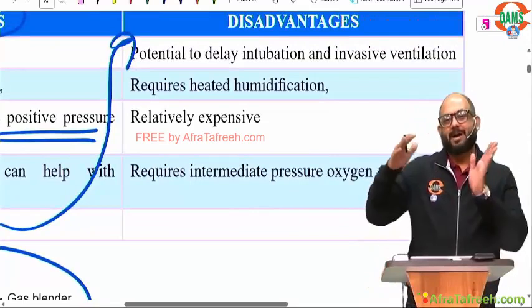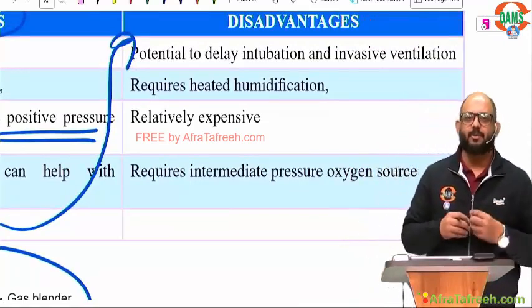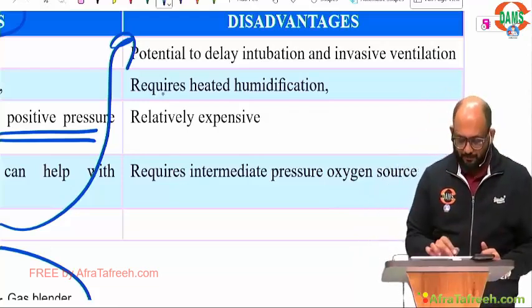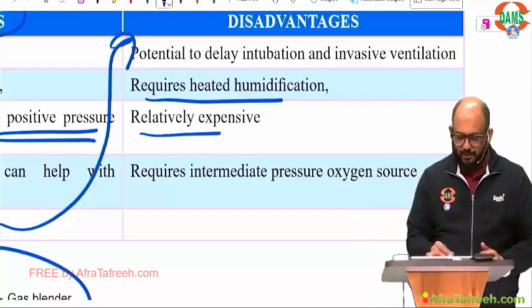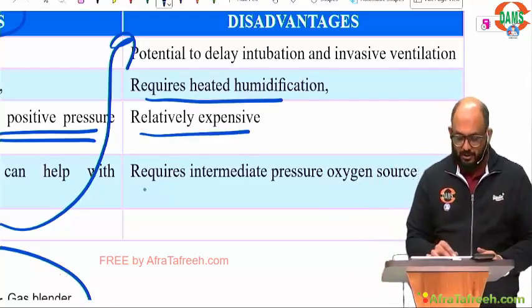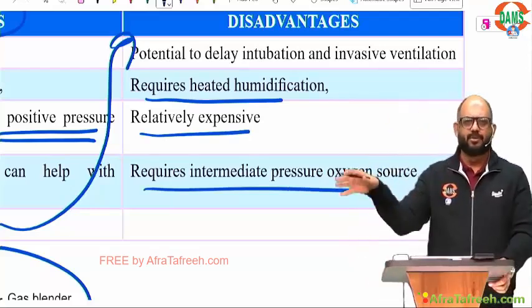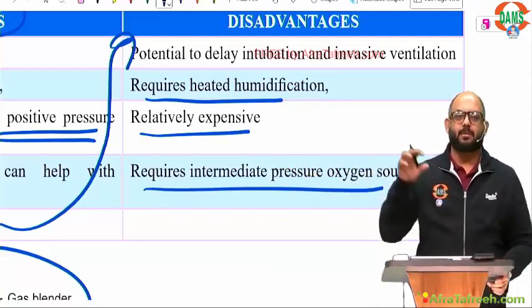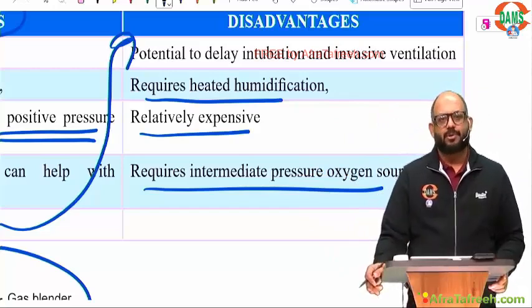Sometimes your patient might be deteriorating, you might keep on feeling, okay, let's continue, and that is where you might delay intubation. Requires heating and humidification, so obviously it requires a power source. It is expensive, it's not a cheap device, and it requires intermediate pressure of oxygen, so it cannot be used in all the places. That means if you don't have an intermediate pressure source inside your ICU, then you might not be able to deliver oxygen through this device.